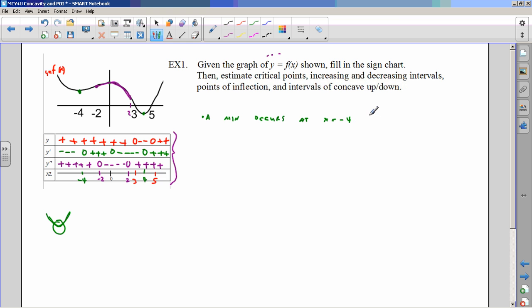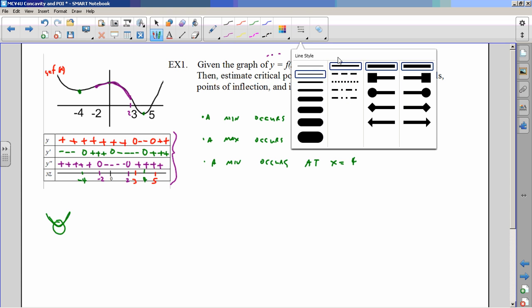I'll come back in a second when we start talking about the second derivative. We also have a maximum that occurs at x equals 0, and a minimum that occurs at x equals positive 4. All right, now I'm going to add that stuff.